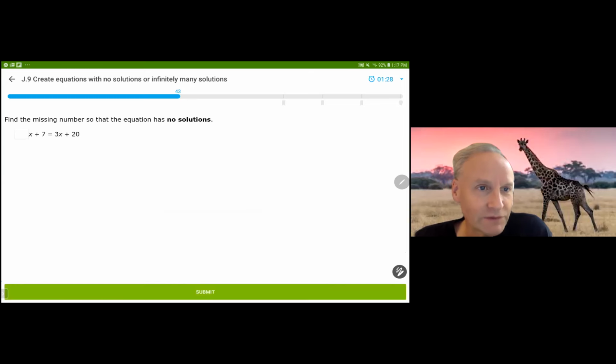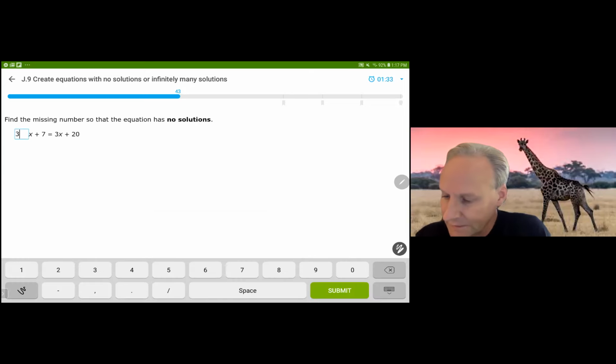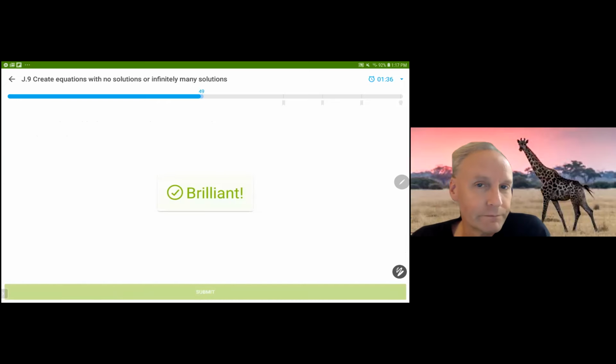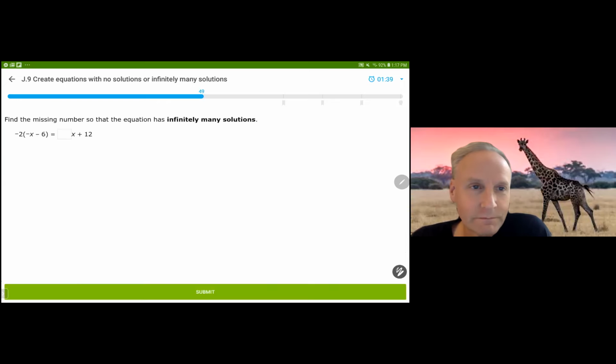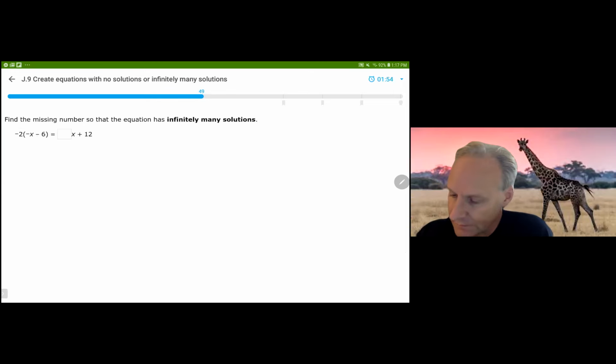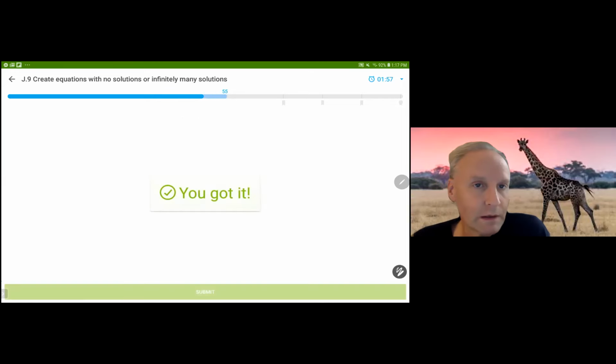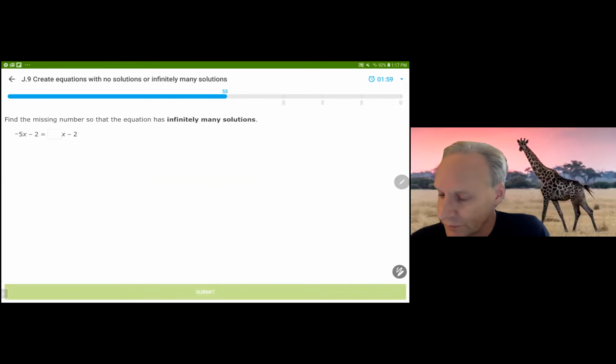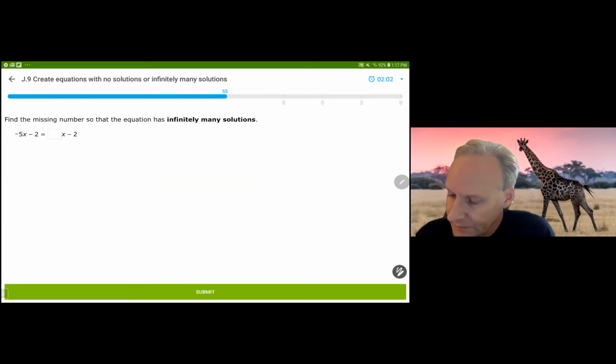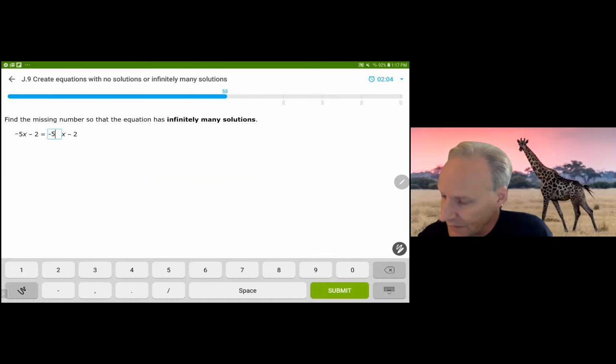In this one, we want it to have no solutions. 7 is not equal to 20, but the 3x is equal to 3x. This one, if we distribute that -2 times -x and the -2 times the -6, we're going to get the +12. The -2 times the -x gives us +2x, so that's going to be a 2. I'm going to go a little faster in just a minute here once I get to proficient. We want infinitely many solutions, so it needs to be the same. It has to be an identity.